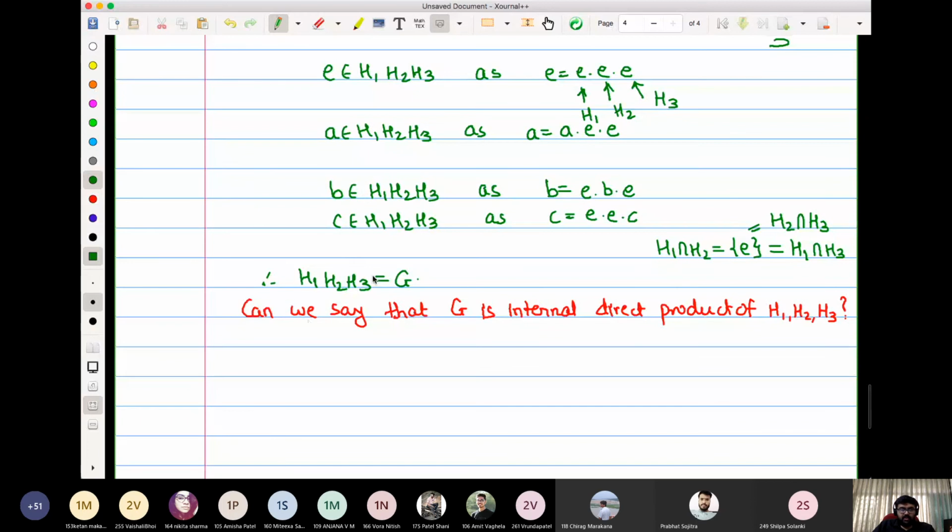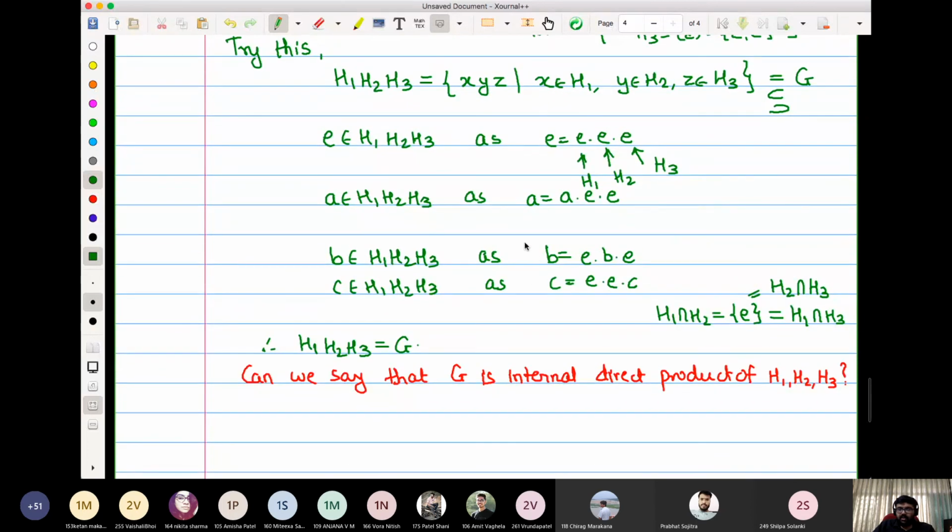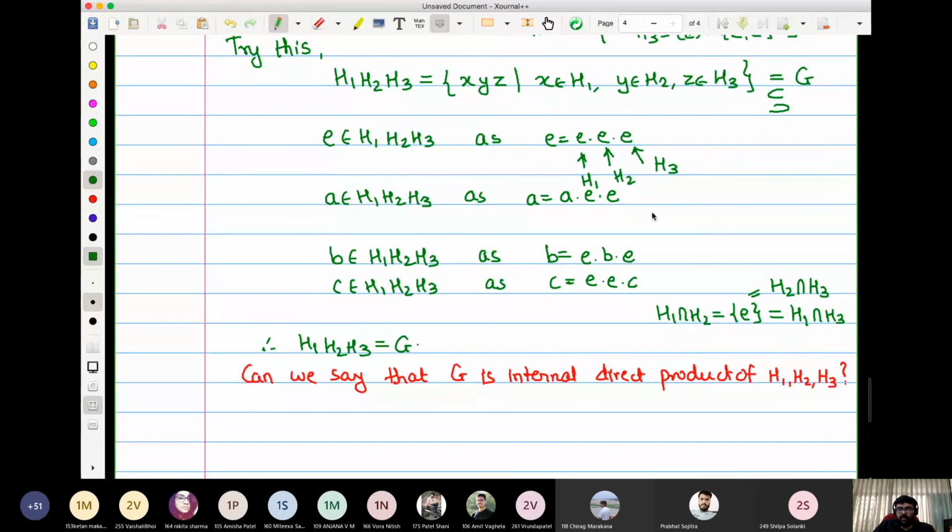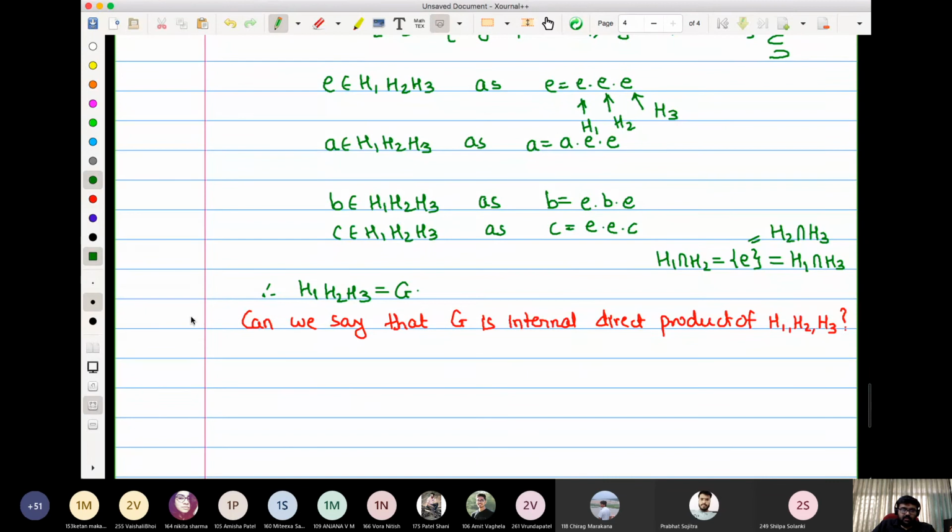H equals H1, H2, H3, because every element is there in this product, and the product is of course a subset of G. So they are equal. So finally they are equal. Now the question is this.